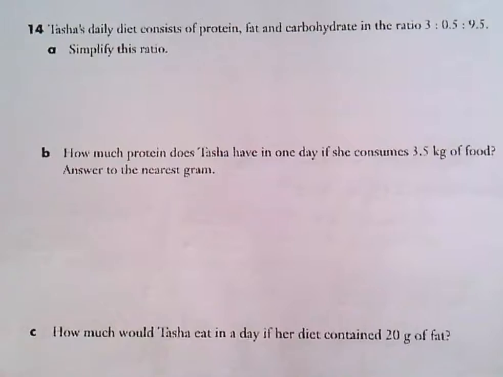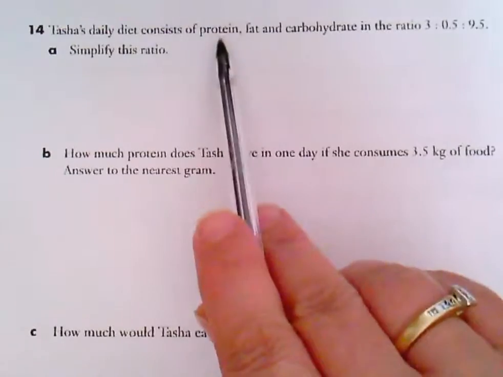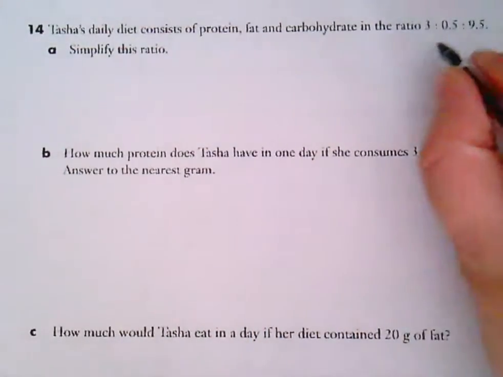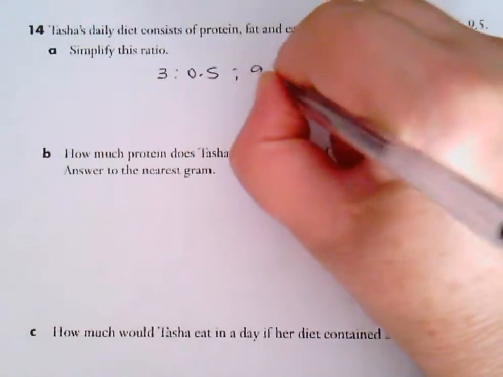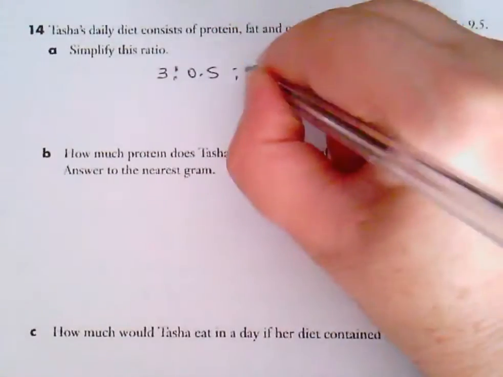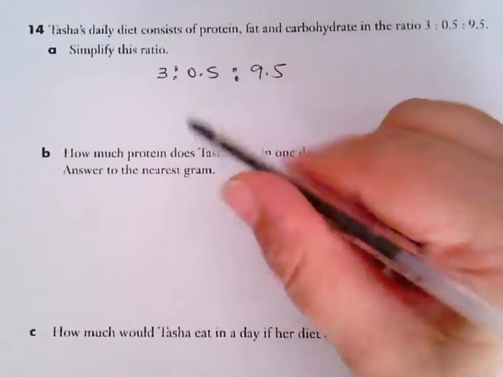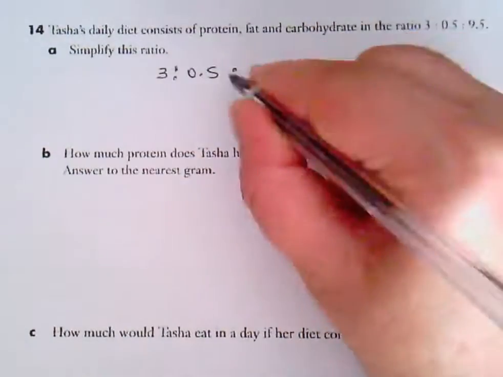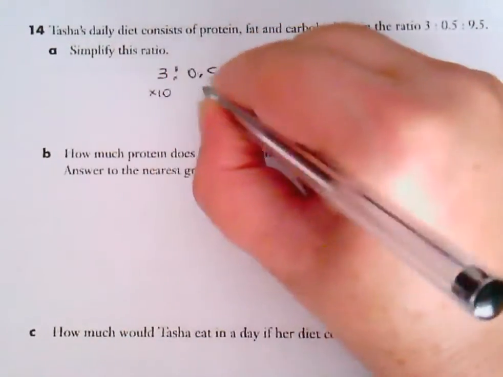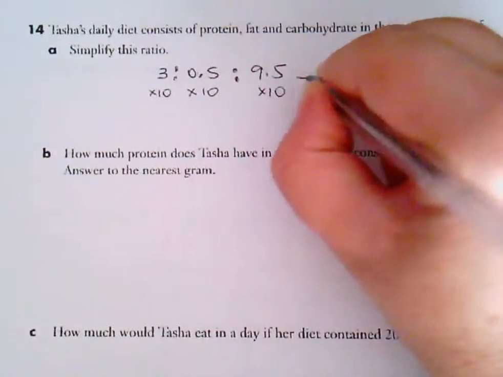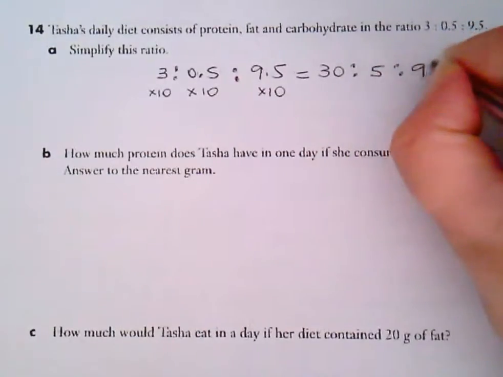All right? For question 14 in exercise 606, Tasha's daily diet consists of protein, fat and carbohydrate in the ratio of 3 is to 0.5 is to 9.5, and it says to simplify this ratio. Well, we've got decimals in this ratio, and remember, if you've got decimals, you need to multiply by something, not divide by something, to get them all into whole numbers. So if we multiply by 10, the decimal places will move all one place to the right. So I'm going to go times 10 times 10 times 10. We're going to multiply them all by 10, and I'll get 30 is to 5 is to 95.